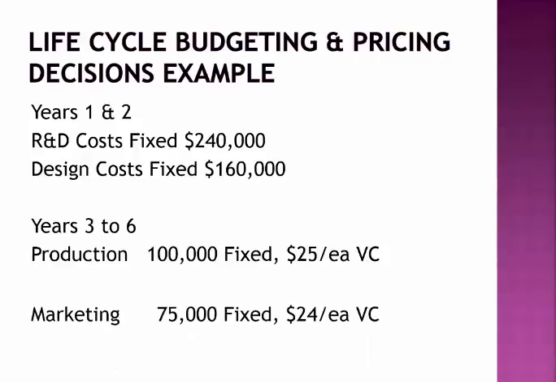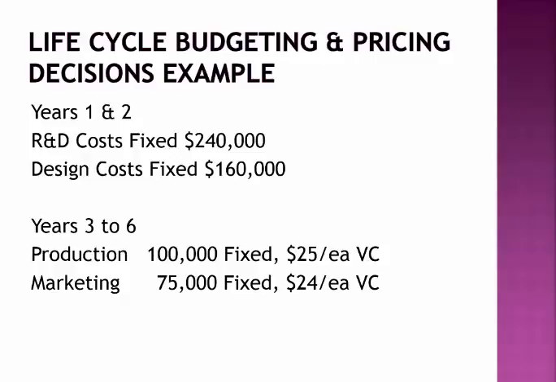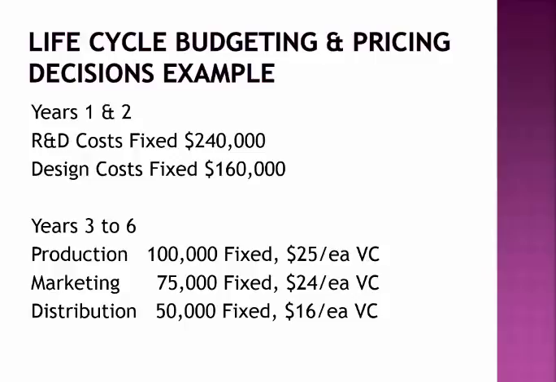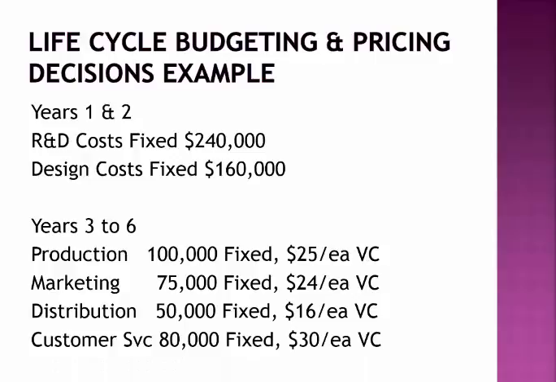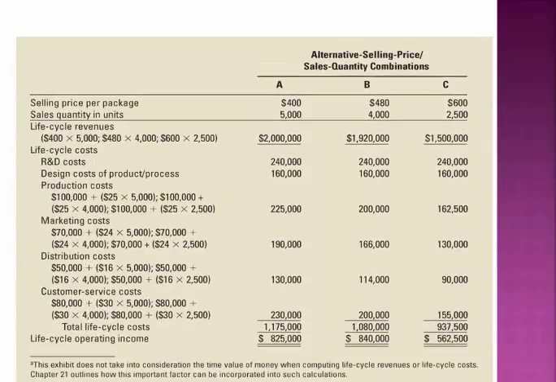Their marketing costs are going to be $70,000 in fixed and $24,000 in variable. And distribution cost of $50,000 fixed and $16,000 each in variable. And then customer service, $80,000 fixed and $30 each in variable. Then they're going to throw together some scenario analysis numbers. What do we think that we would be able to sell the product for? And how many units at that price do we think that we can sell? And this is what that would look like.